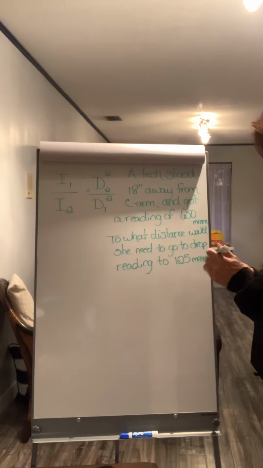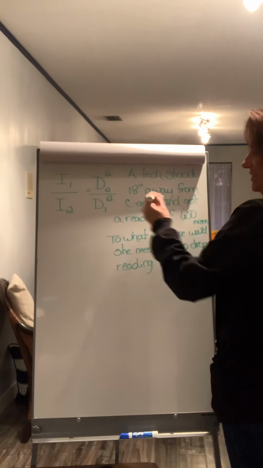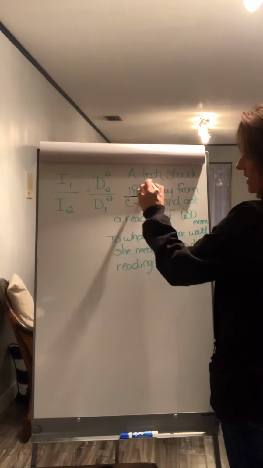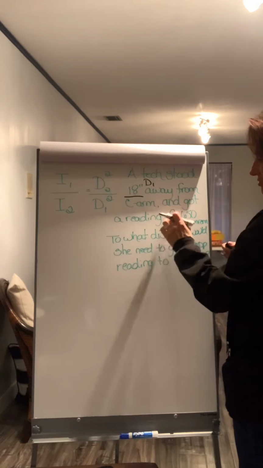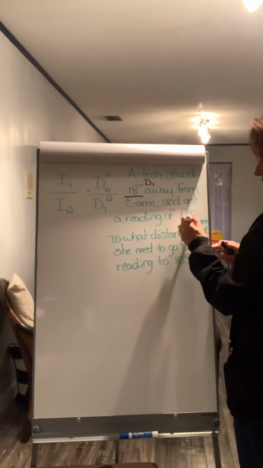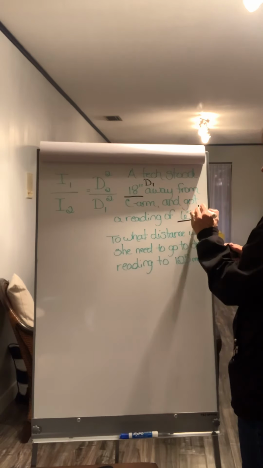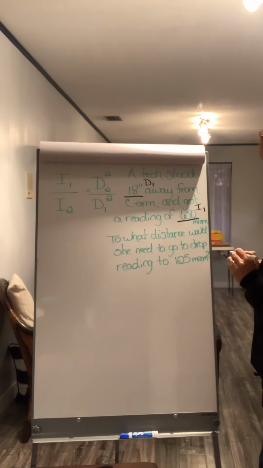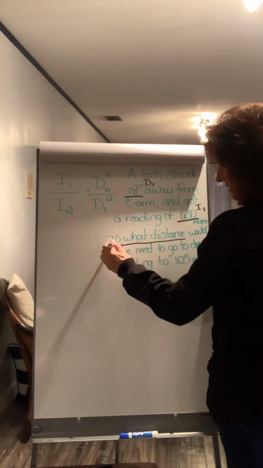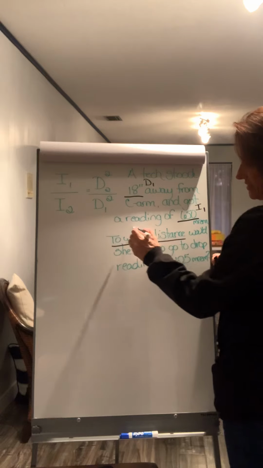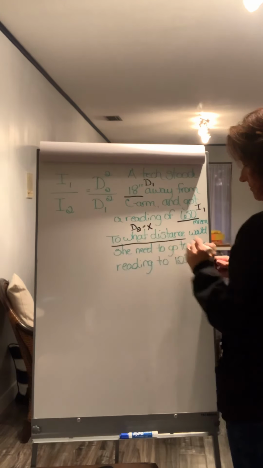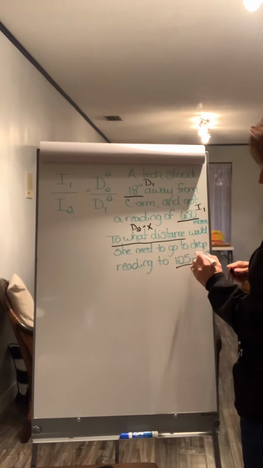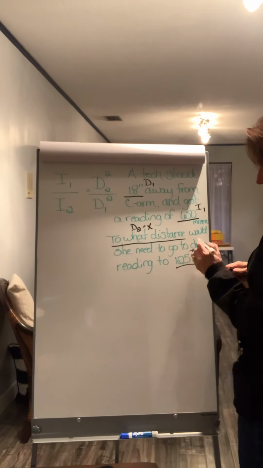Okay, so let's do the same kind of thing here. Tested 18 inches away, that ends up being my D1. At 18 inches, they got a badge reading of 650 millirem, so that's my I1. To what distance? That's my second distance, and that ends up being my X in order to drop it to 125, and that's my I2.